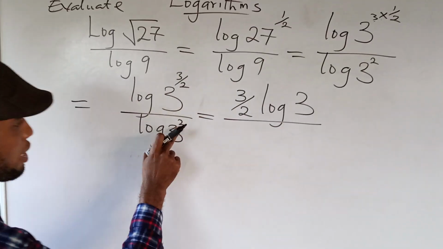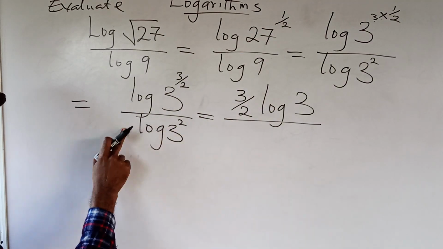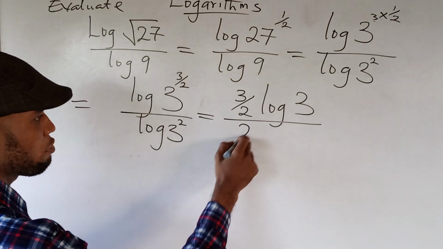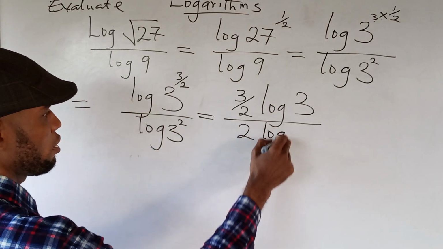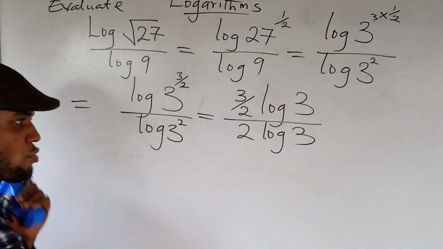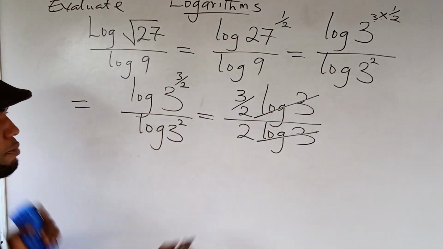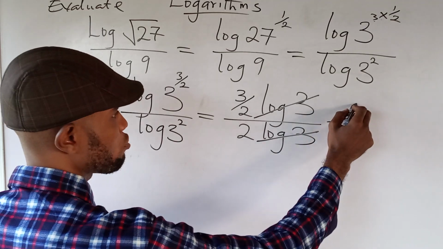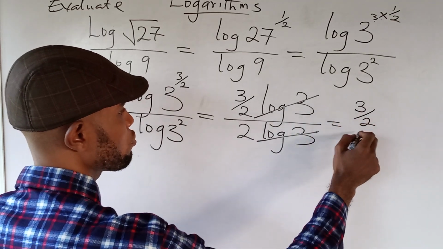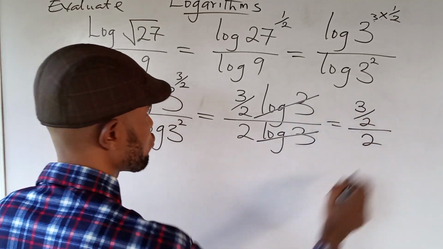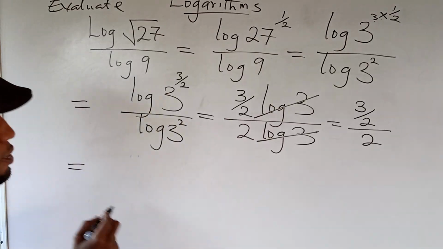Then all over, we use this power of 2 and multiply by this log 3 also. So that will be 2 log 3. So now you can see this log 3 can cancel this log 3 up here. So what you are left with is 3 over 2 divided by 2. So now you can solve that.